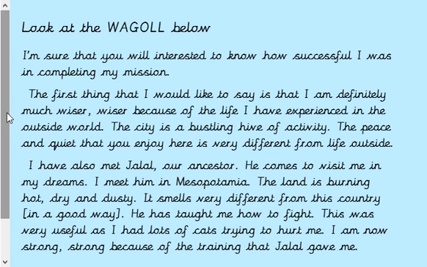The city is a bustling hive of activity. The peace and quiet that you enjoy here is very different from life outside. I have also met Jalal, our ancestor. He comes to visit me in my dreams. I meet him in Mesopotamia. The land is burning hot, dry and dusty. It smells very different from this country, in a good way.